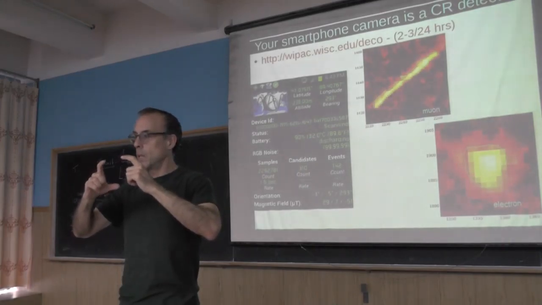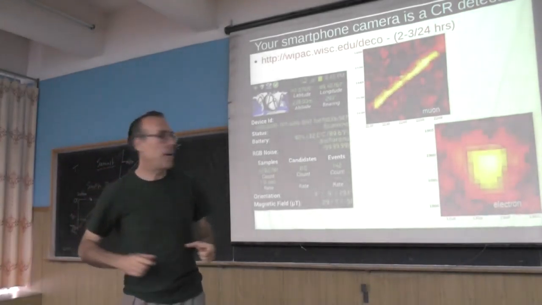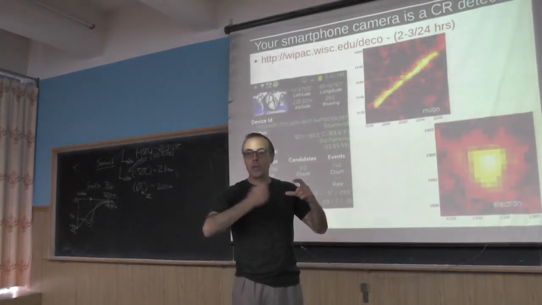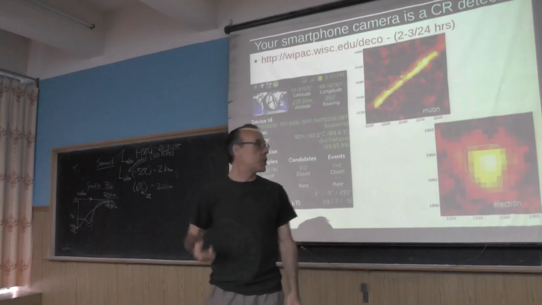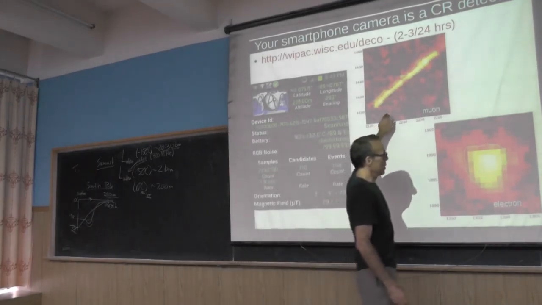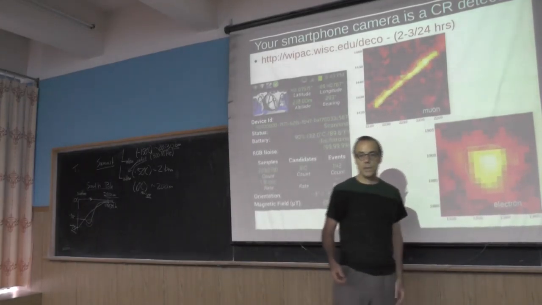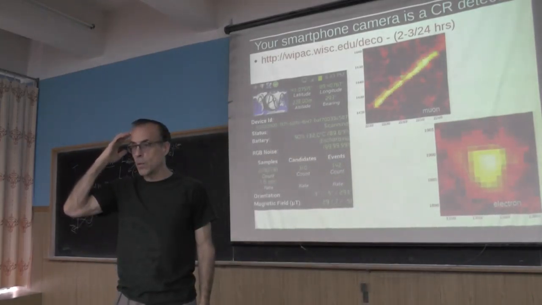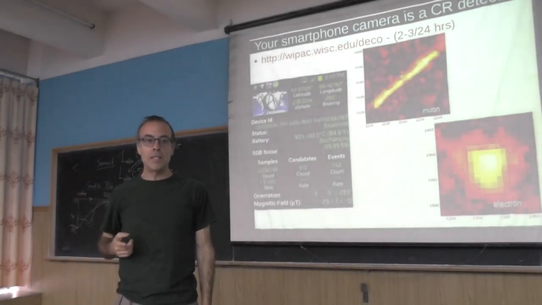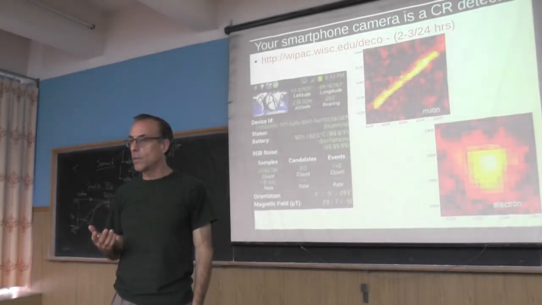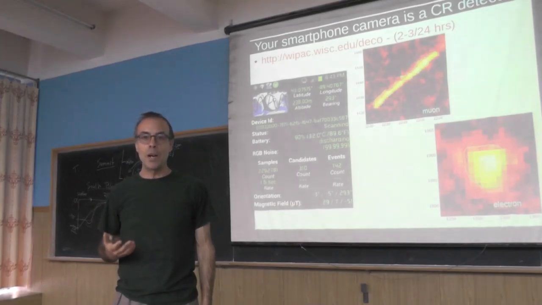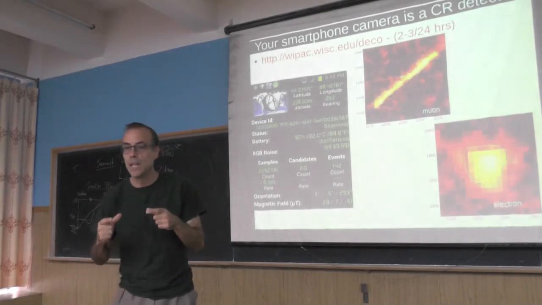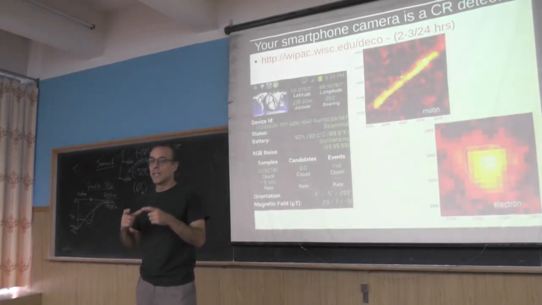Of course, it's just a pixelated CCD, and if you think about any CCD, tracks going through it have different signatures. So this, for instance, is what a muon track would look like, and this is what an electron track would look like, and it actually has pattern recognition software. Now, it seems like it's for amusement, but if you think about the fact that pretty much everybody, except myself, has a smartphone.